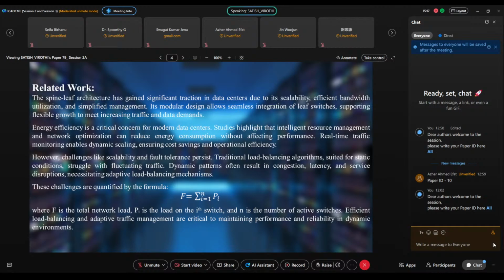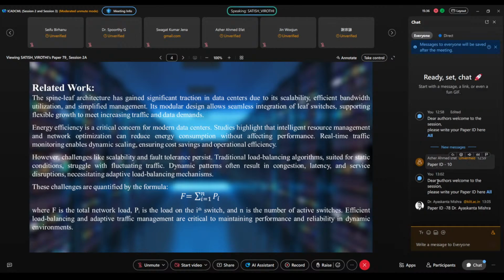One key approach here is real-time traffic monitoring, such as enabling dynamic scaling, ensuring that resources are used efficiently, aiding cost saving and operational efficiency. Traditional load balancing algorithms, which were designed for static conditions, struggle with the fluctuating traffic patterns that are common in modern data centers. This can lead to issues like congestion, latency, and even service disruptions, making it essential to develop adaptive load balancing mechanisms that can respond to these dynamic traffic conditions.